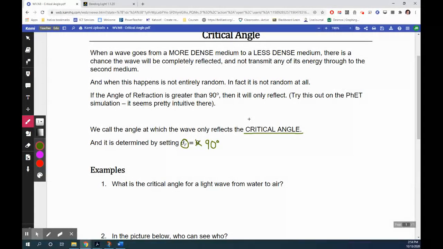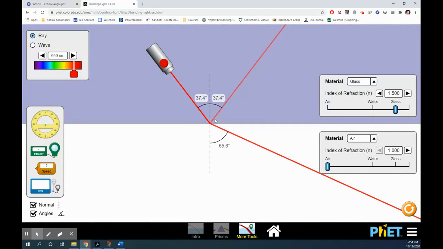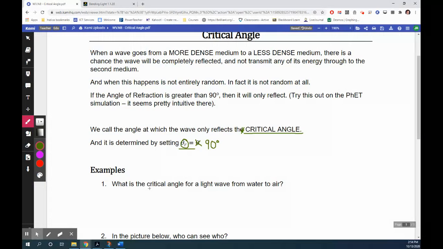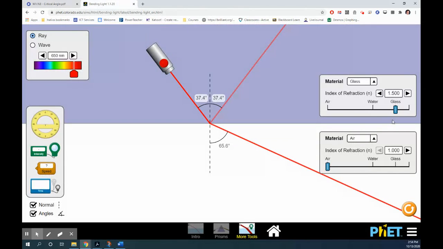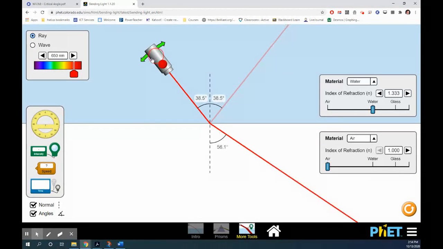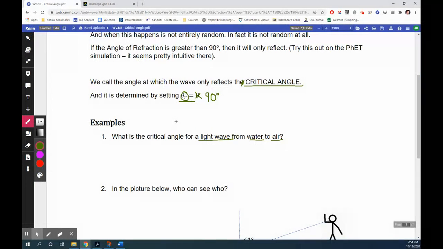And so we can find the critical angle if we set theta r, that is the angle of refraction, so that is this angle. If we figure out when this angle is 90, that is the critical angle. Okay, so what is the critical angle for a light wave from water to air? So we're looking for this. We can use the simulator and predict that it's about 48.7, but let's do the math.